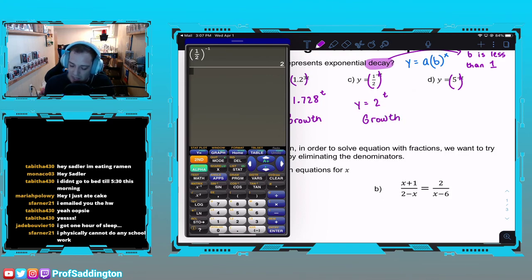And then if you guys do the last one, you have 5 to the negative 1. And that's going to come out to be 0.2. Or if you were to write it as a fraction, that is really just 1/5 to the t. So 0.2, 1/5, it doesn't matter how you write it. That is going to be smaller than 1. So that is your decay.